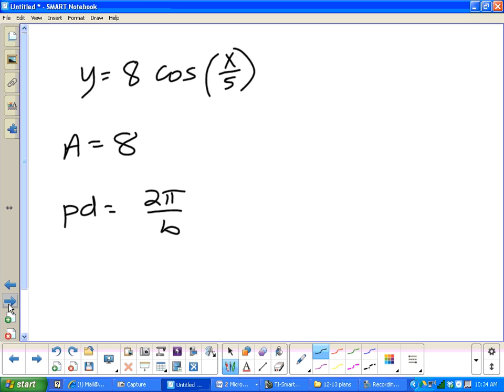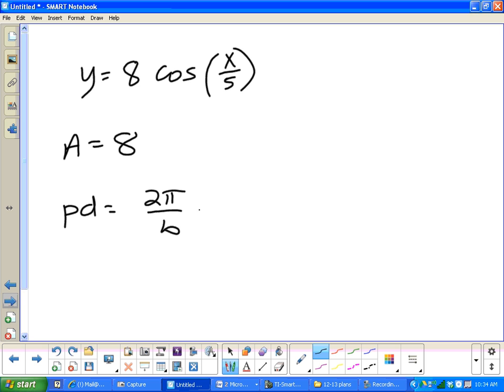So a lot of people are going to say the b would be maybe 5. It's not right. It's 1/5. x over 5 is the same thing as 1/5 x. In fact, when you copy it on your paper, if you want to copy it as 1/5 x, that might be better. All right, but the b value there is 1/5.